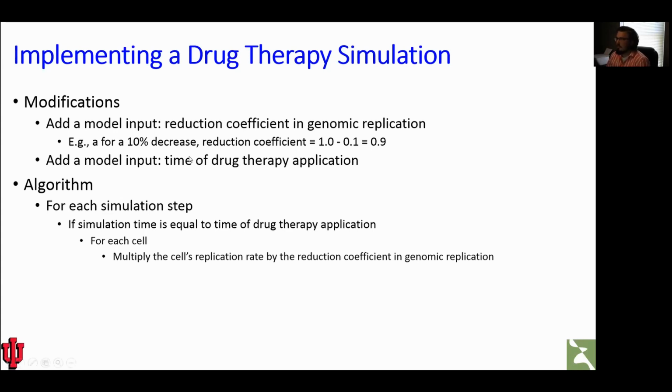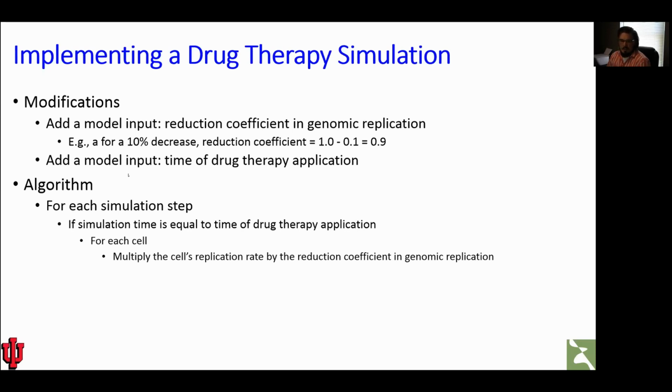So this is an overview of what we're going to do. We're going to add this model input. We'll call it a reduction coefficient in genomic replication. We'll describe the coefficient that's used to multiply the baseline parameter value by. So if we want to impose, say, a 10% decrease in the replicating rate, then we'll prescribe a coefficient equal to 0.9. And then we'll also prescribe the simulation step at which this reduction is applied to all epithelial cells.